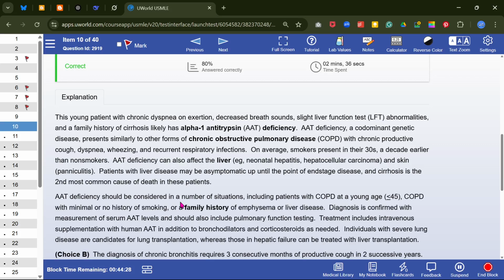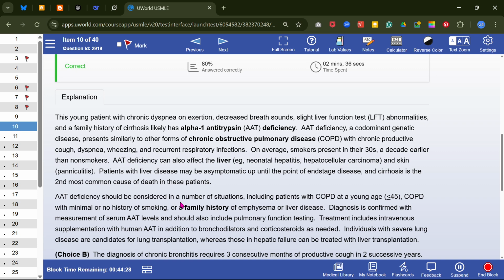On average, a smoker presents in their 30s, a decade earlier than a non-smoker. Alpha-1 antitrypsin deficiency can also affect the liver, causing neonatal hepatitis, hepatocellular carcinoma, and skin panniculitis. Patients with liver disease may be asymptomatic up until the point of end-stage disease, and cirrhosis is the second most common cause of death in these patients.